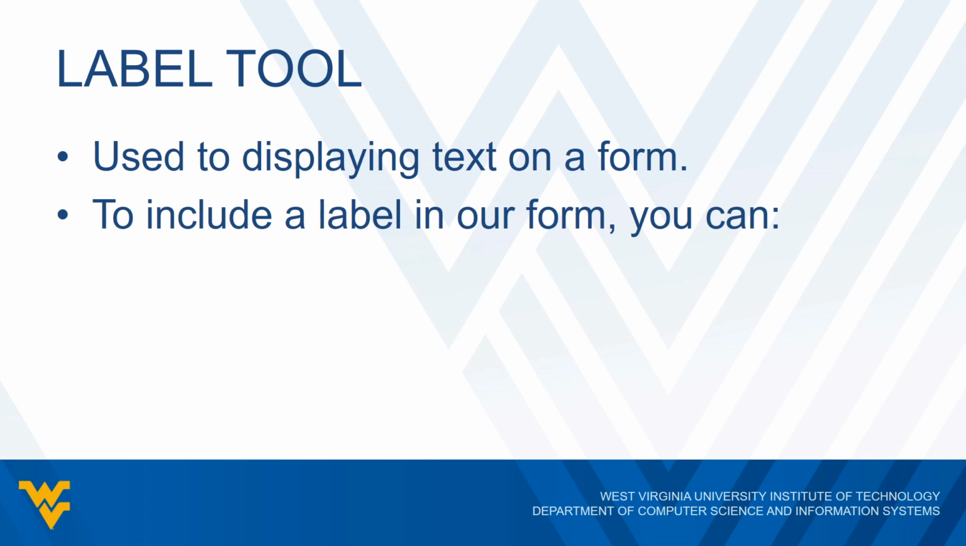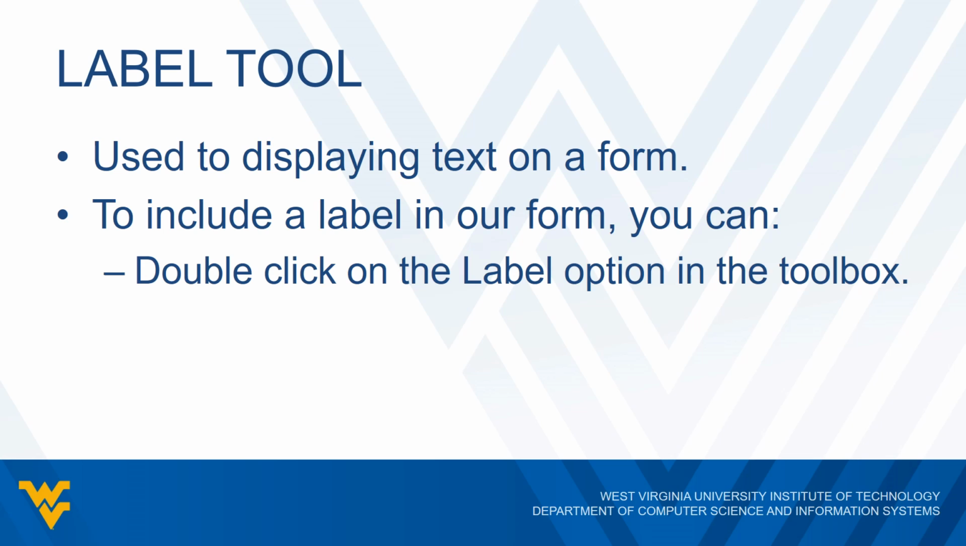Now, if we want to include labels in our forms, there are several ways we can go about doing this. One approach is that we can simply double click on the label option in our toolbox. So as we saw, we can open up our toolbox and see a list of all the different tools available to us. We can double click on it and then it will appear in our form, and we can move it around and change the properties however we see fit.